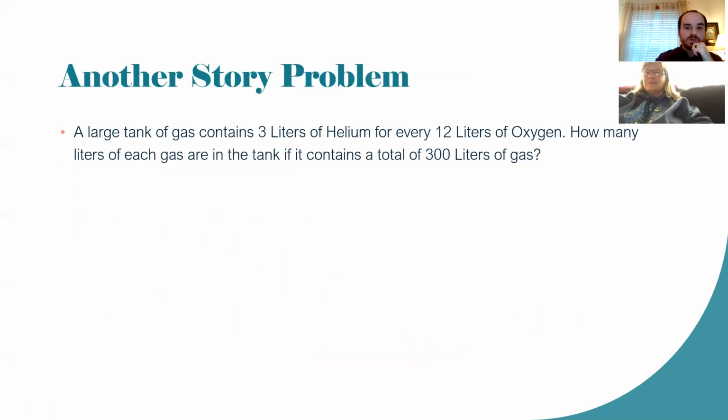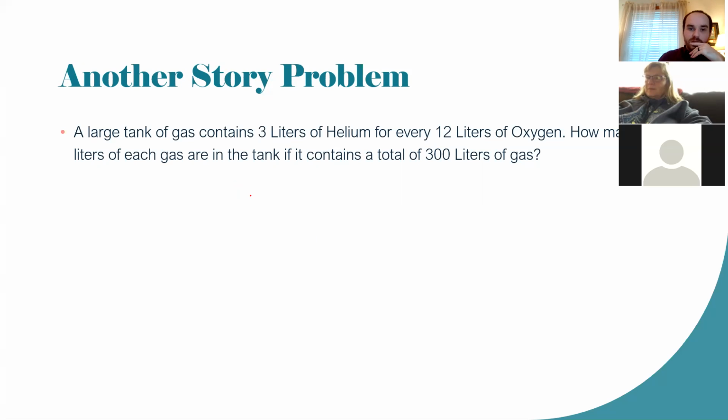All right, cool. Then let's try another story problem. This one's a little bit more complicated. A large tank of gas contains 3 liters of helium for every 12 liters of oxygen. How many liters of each gas are in the tank if it contains a total of 300 liters of gas? So first thing we want to do here is write out our ratio. What is our ratio? Can anybody tell me? 3 to 12. It is 3 to 12. Good. So we've got our ratio. Now, step 1, what do we do? Add them together. Yep. 3 plus 12 equals 15.